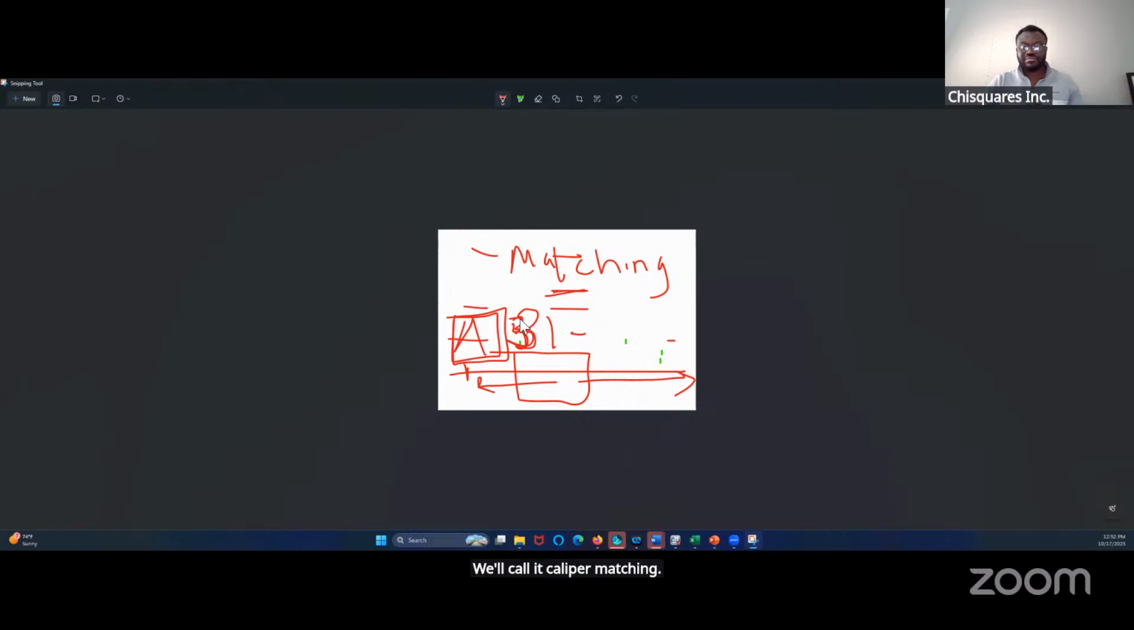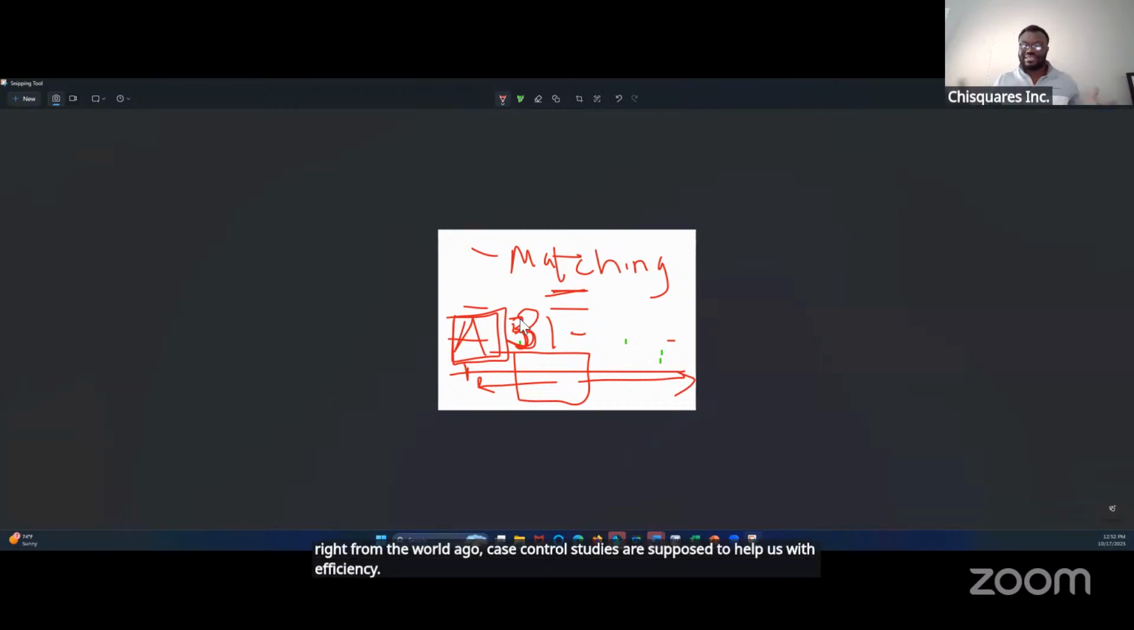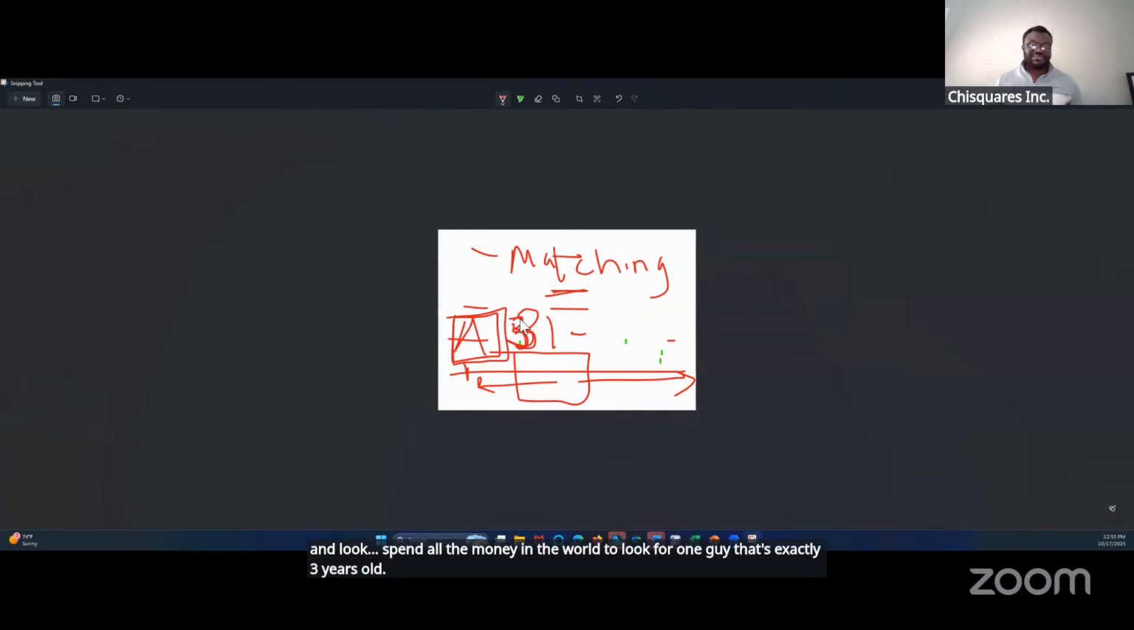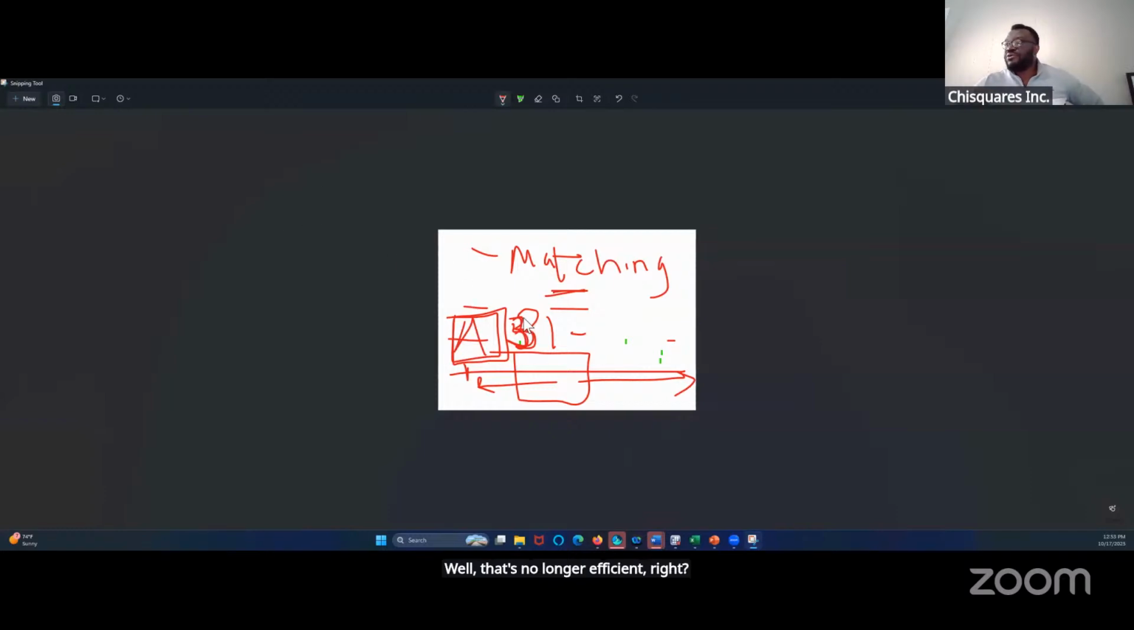Okay, caliper matching. So it means that in this case, it's not an exact value of age. If Aisha is 3 years old, we can take somebody who's 5 years old, right? And that's just because right from the word go, case control studies are supposed to help us with efficiency. It's no longer efficient if we have to spend all the money in the world to look for one guy that's exactly 3 years old. Well, that's no longer efficient, right? So we match.